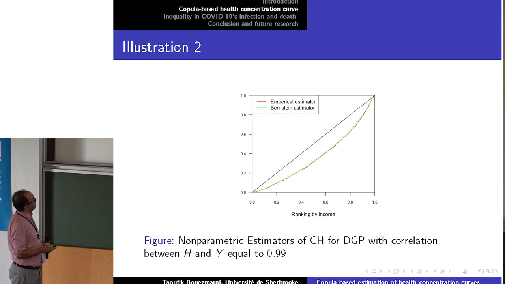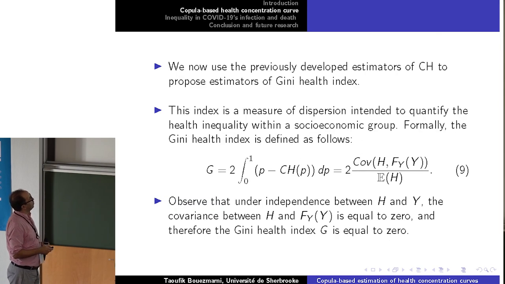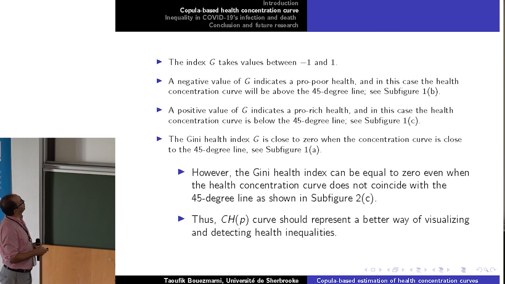And then we provide another measure of health that is based on the previous one: the health index, the Gini health index, given by this formula. We also provide two estimators of this one, based on the estimators of the CH, the semi-parametric and the non-parametric. So the Gini index here.